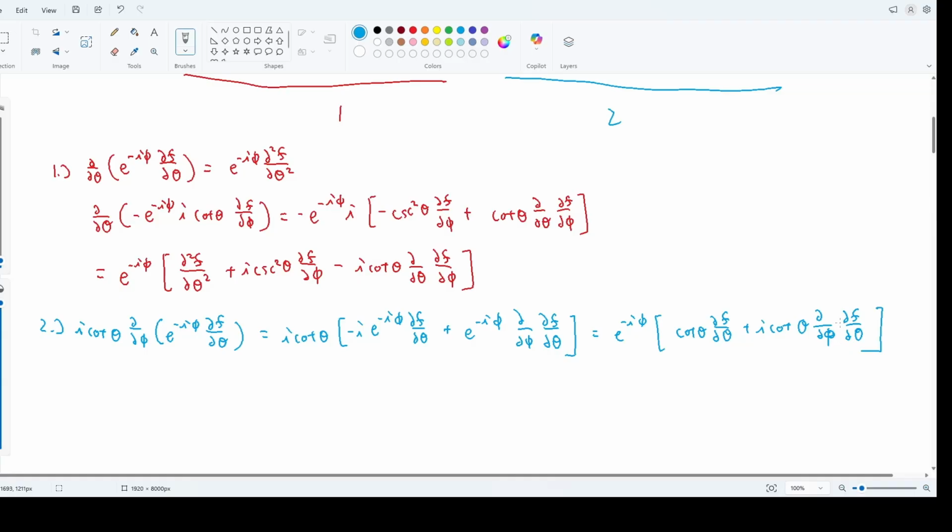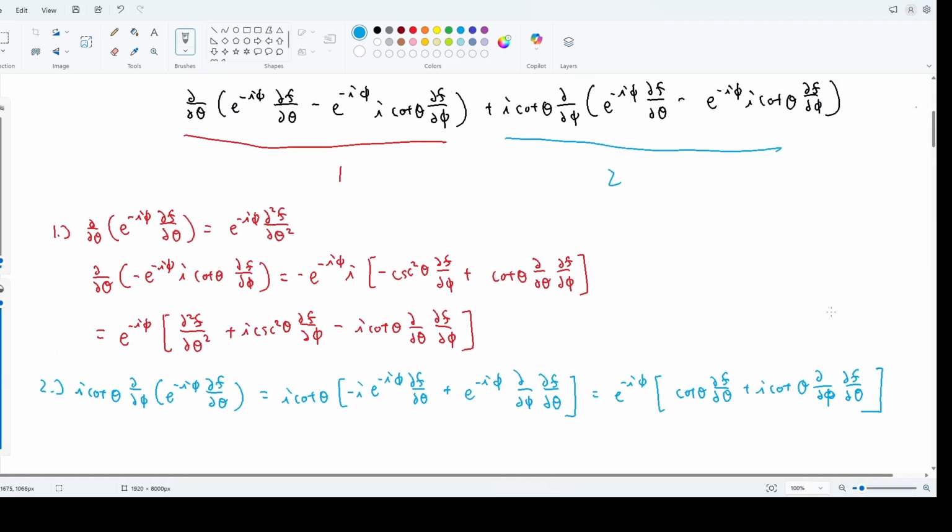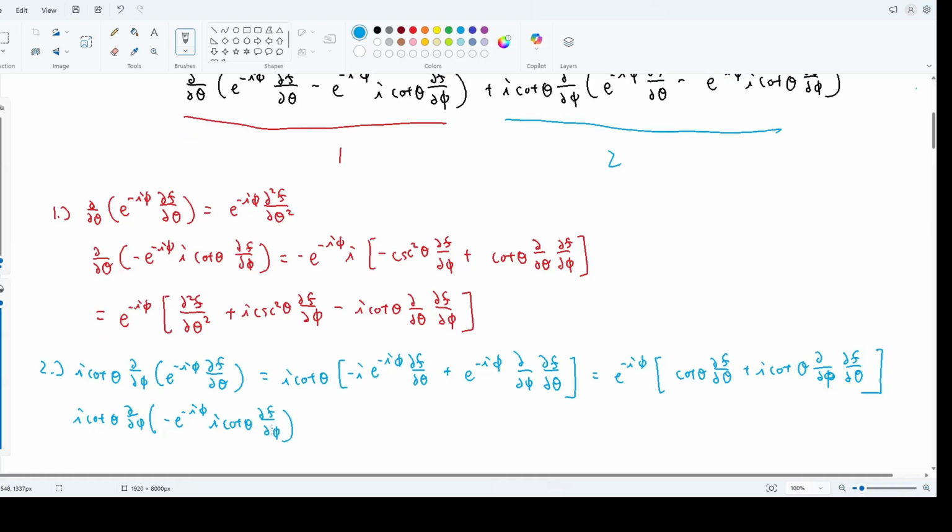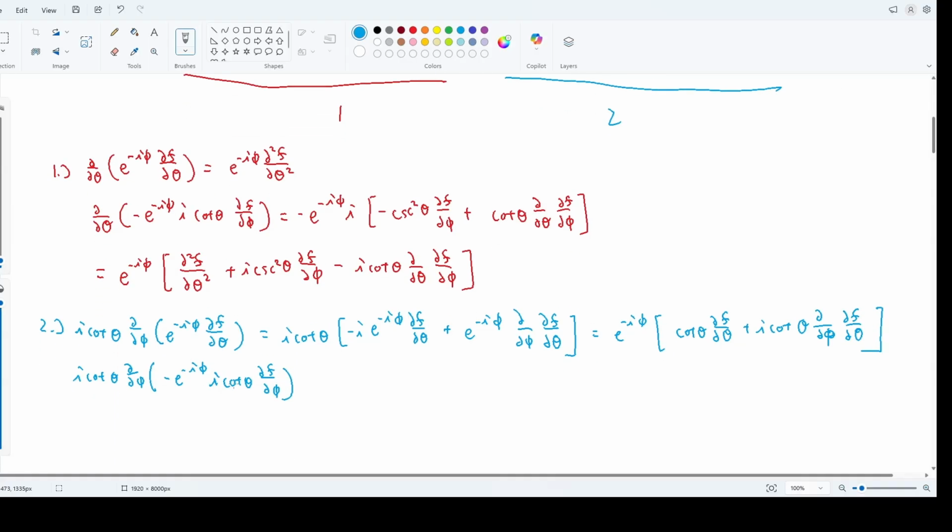Okay. Second subterm, this is going to be i cotangent theta d by d phi, and then negative e to the negative i phi times i cotangent of theta df by d phi. Here, the i cotangent theta and the negative don't interact with the derivative with respect to phi at all, so that's going to come out. Negative i times positive i, that's positive 1, because i times i makes another negative that cancels that first negative.